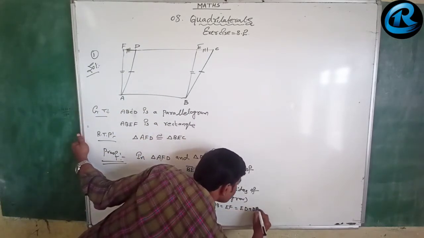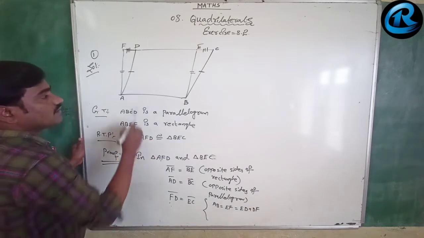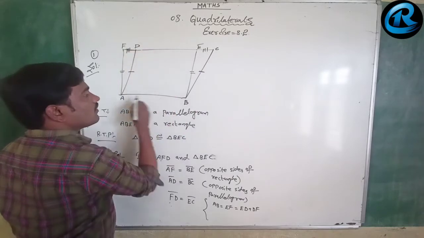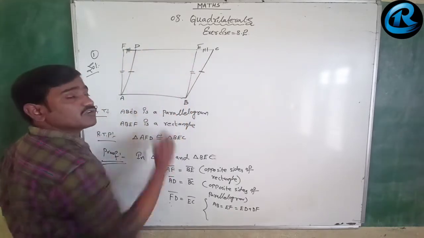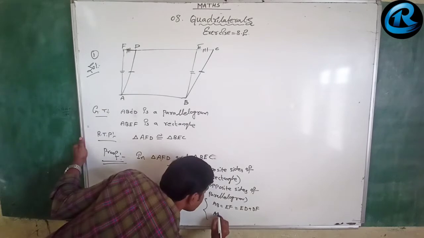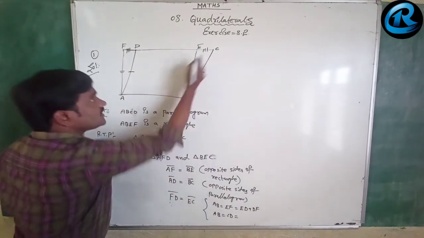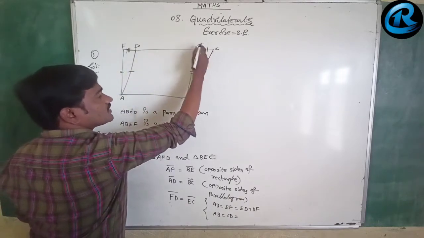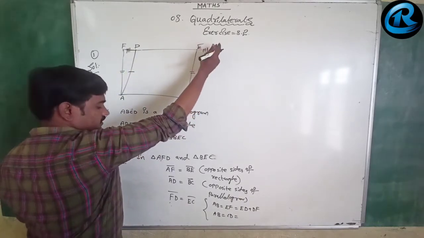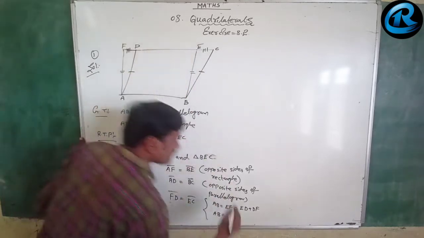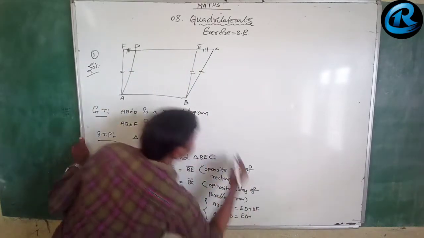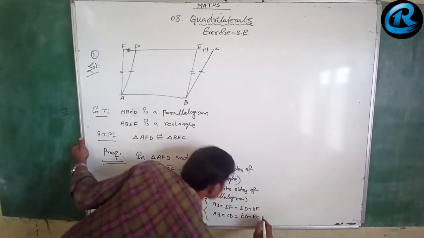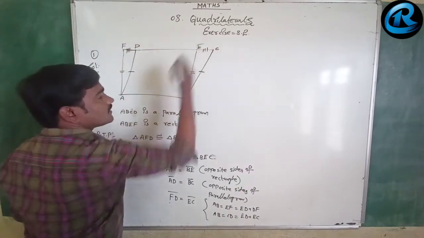ED plus DF. Then again, AB is equal to CD also. Why? Because AB and CD are opposite sides of the parallelogram, so AB is equal to CD. This CD can be written as DE plus CD can be written as CE, or EC plus DE. That means ED plus CE, or EC. Okay, ED plus EC.